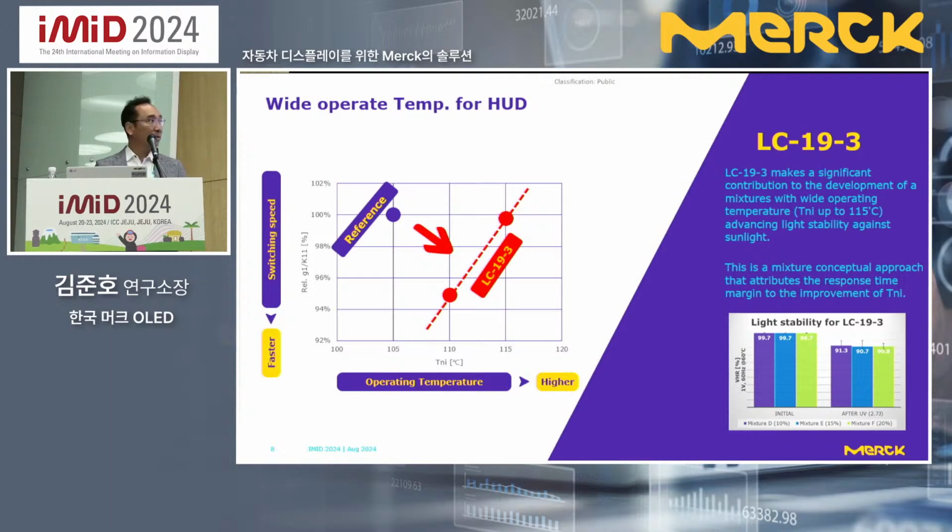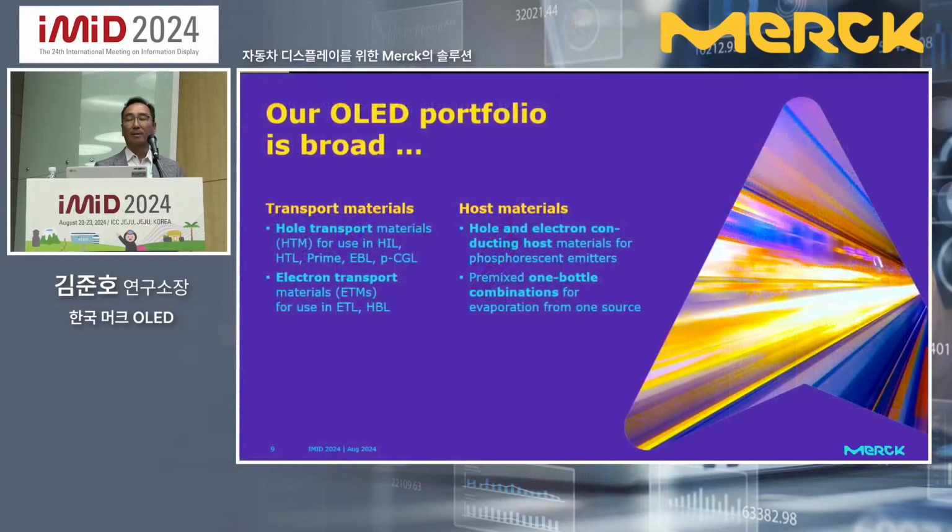So I just introduced two examples of liquid crystal. I now move to OLED. We currently have a broad portfolio mainly in common layers and also emitting layers. In common layers, we have HTMs and electron blocking layers and all the primes and even the host materials in PCGL. And in the ETL portfolio, we have, of course, ETL and hole blocking layers.